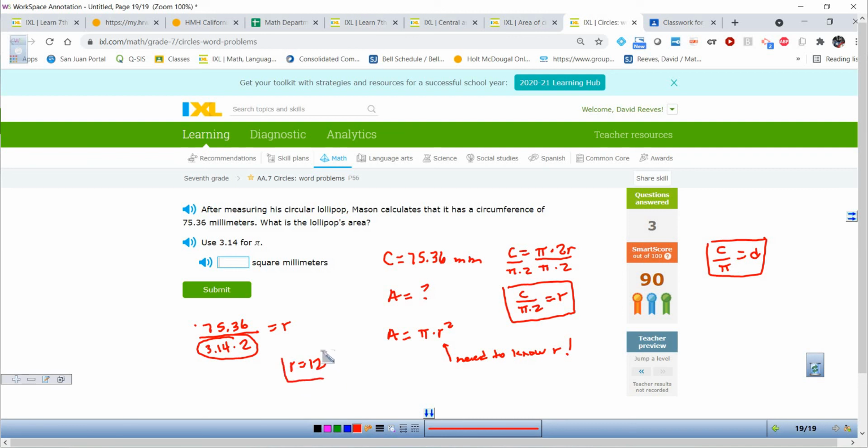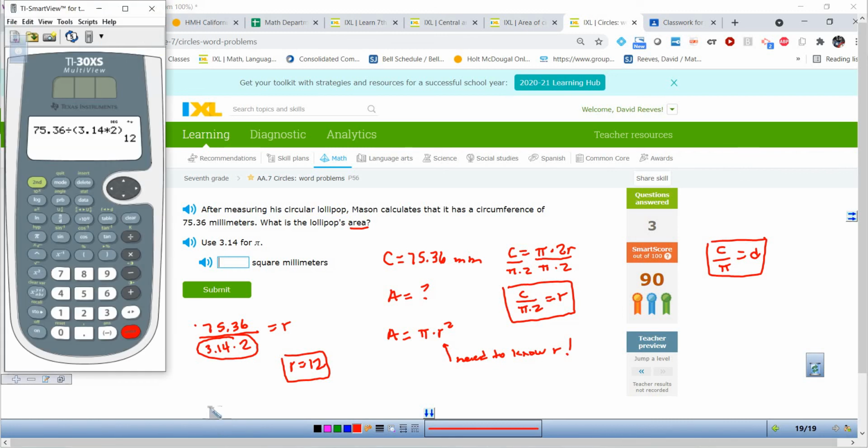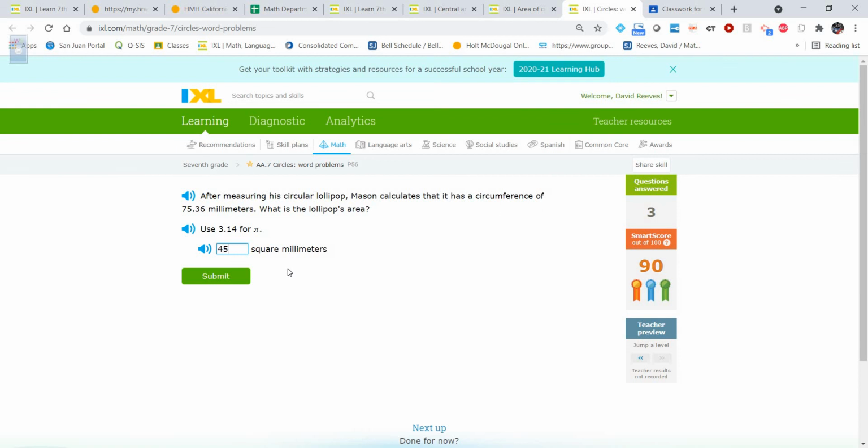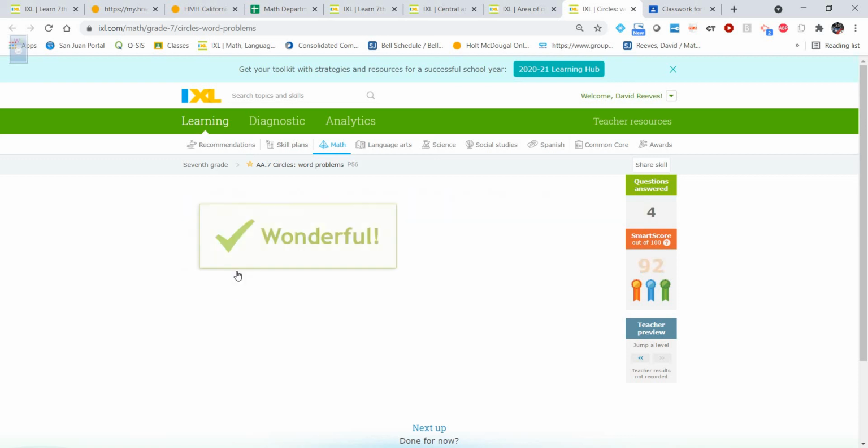But they didn't ask us for the radius. They asked us for the area. All right, so here we go. So now I'm going to do the area, which is pi times radius squared. What was our radius? It was 12. Pi times 12 squared is 452.16. Put that baby in there. And there we go.